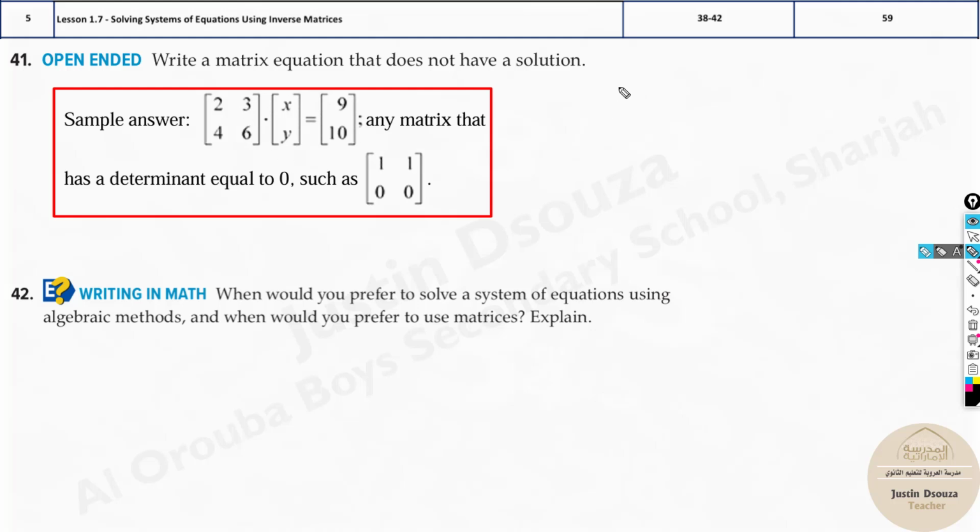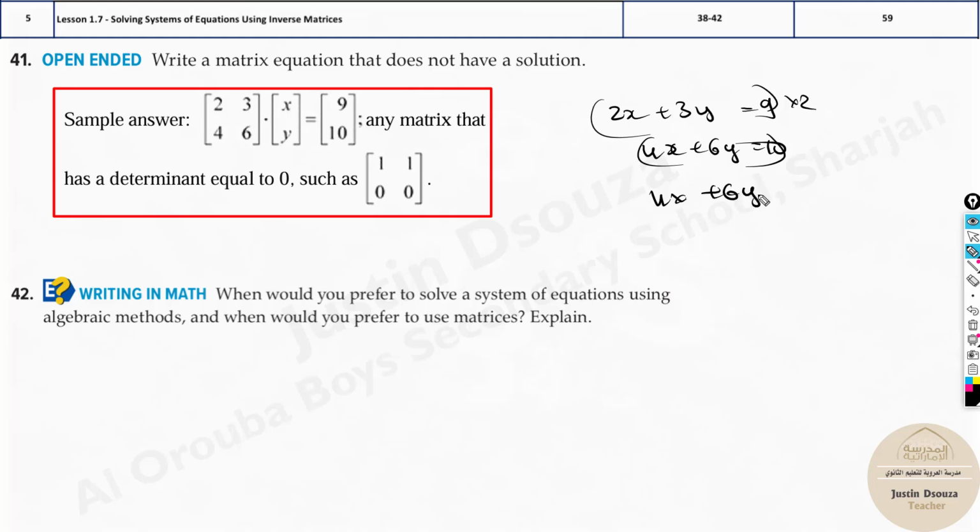Sample answer, let's write them. 2x plus 3y equals 9, and we have 4x plus 6y equals 10. Now this can be divided by 2, or you can multiply the first by 2, it's easier. It'll be 4x plus 6y equal to 18. Can you see this? The first term and second term are the same, only this is different, so they are parallel lines.